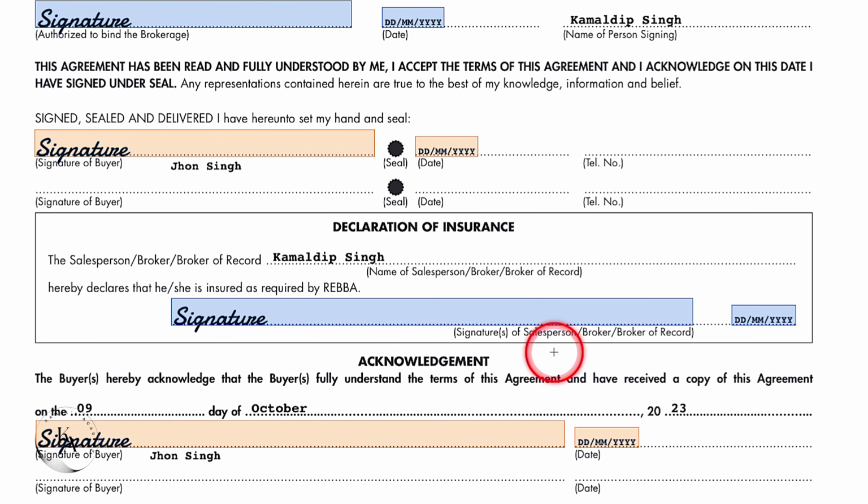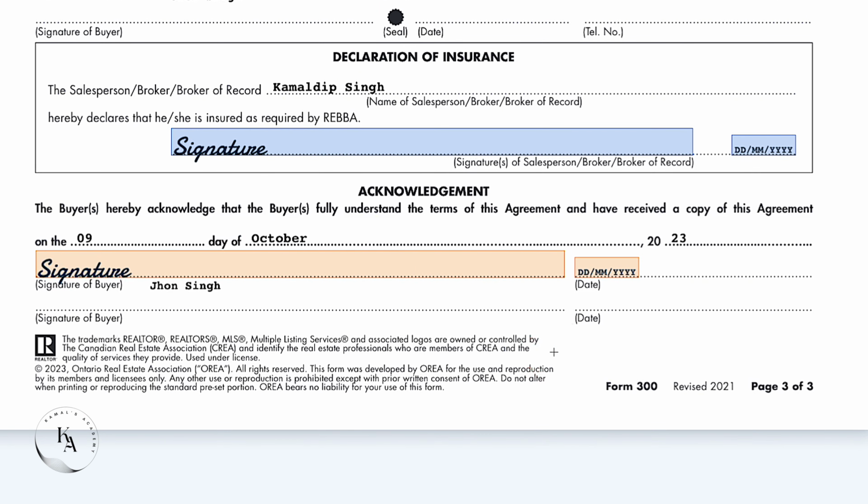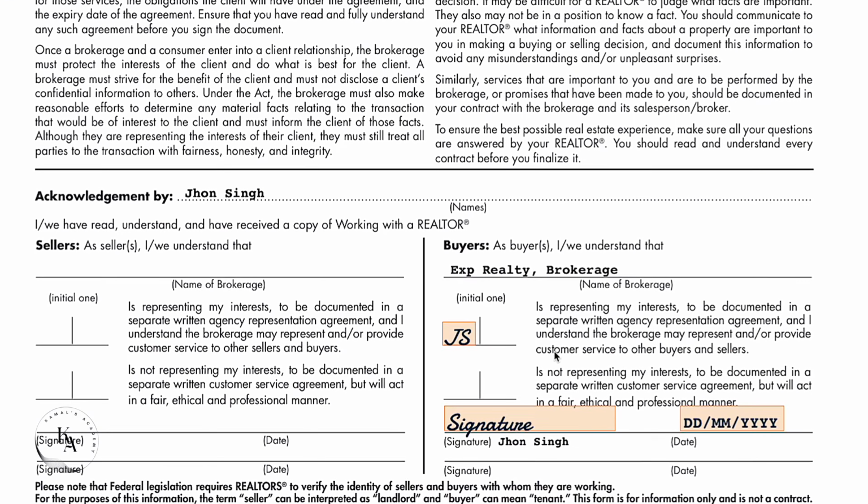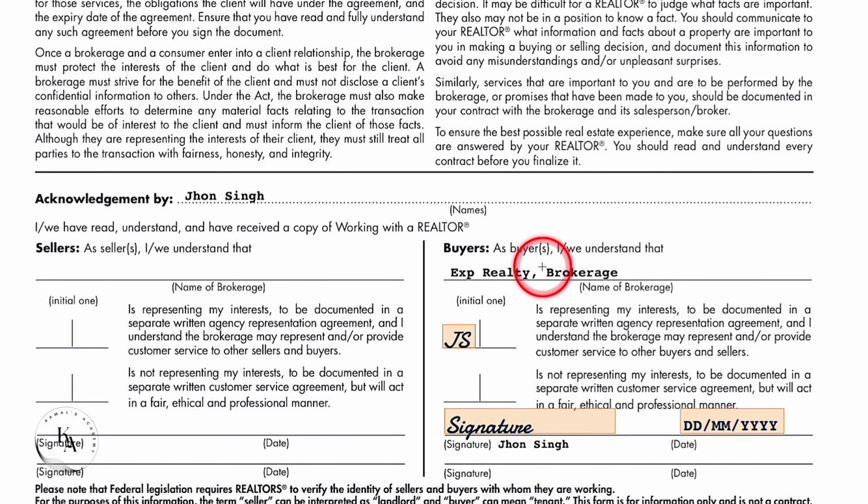Okay. Everything looks good on this page. We'll go down, and we have brokerage name, client name, initials on client section, and signature and date. Everything is good.